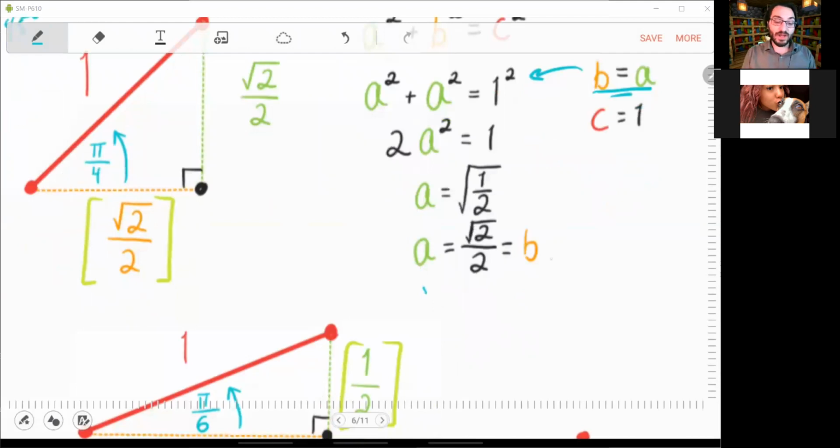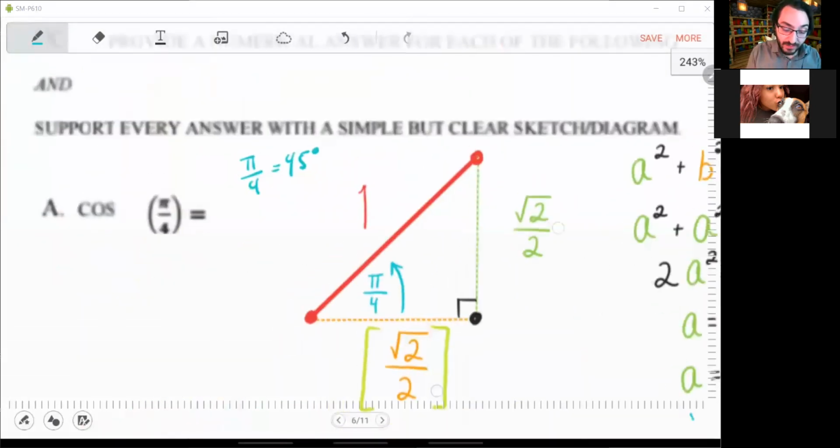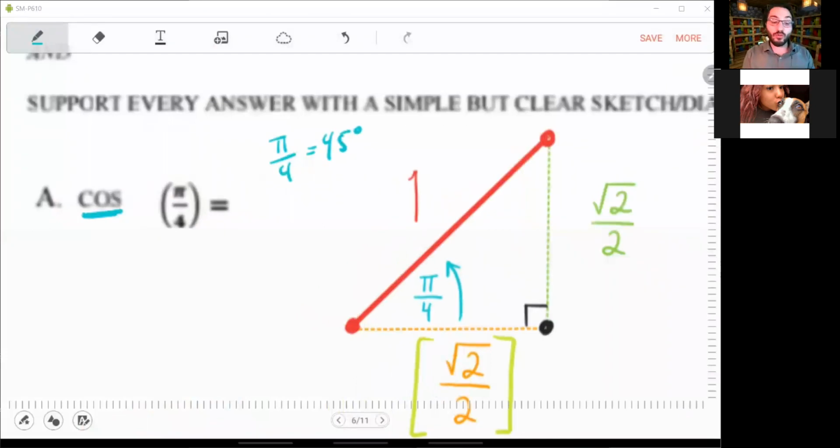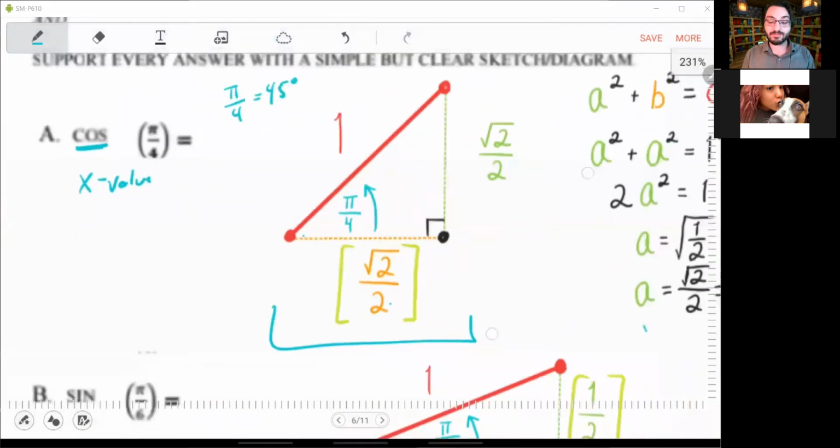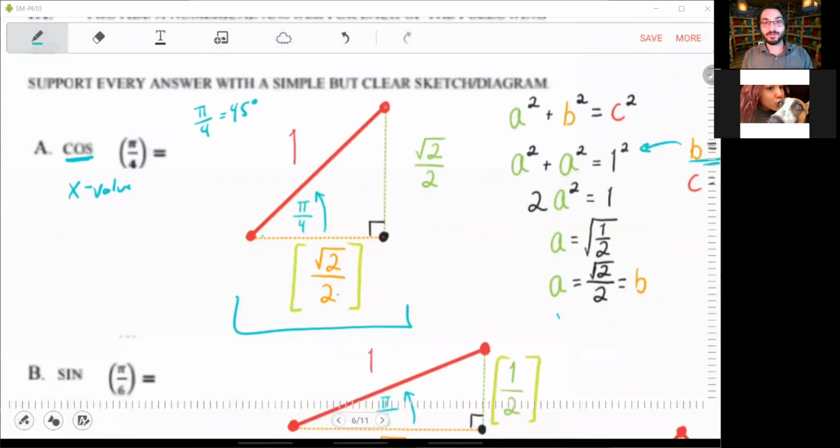which is also equal to b. So what is the cosine of pi over 4? Well, the cosine of pi over 4 is the x value. Now, in this case, it's the same as the sine, but here it is, the x value, the one that's horizontal, radical 2 over 2. So yes, of course, you could throw it into a calculator, but the diagram showing it is right here. This is the diagram. Hey, that's the sketch.